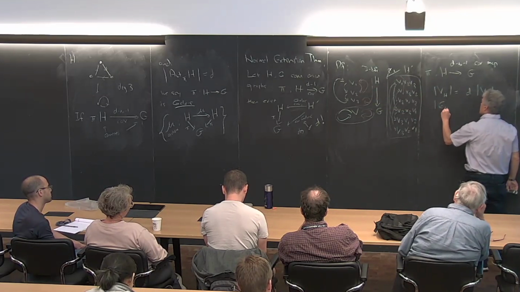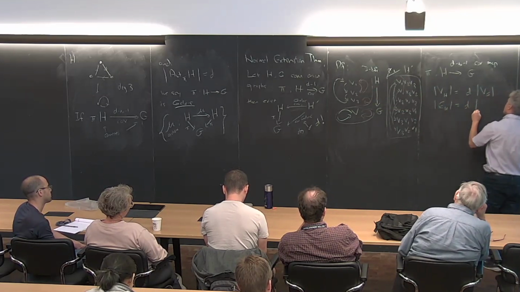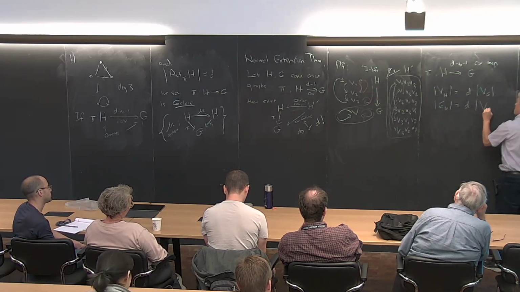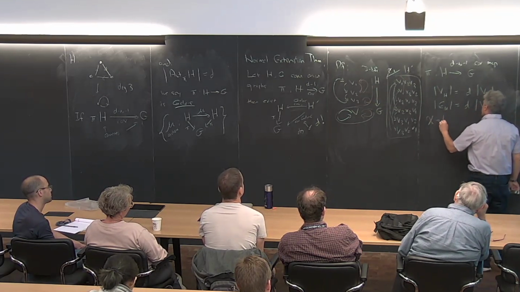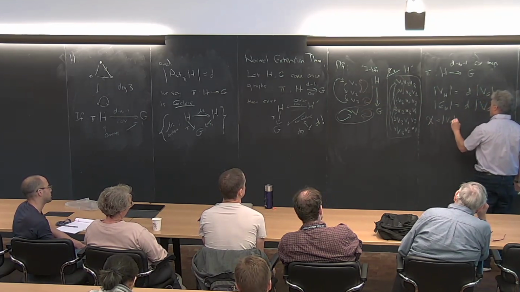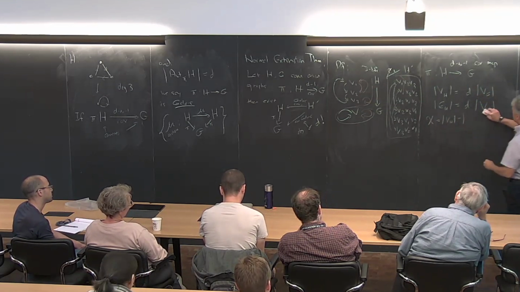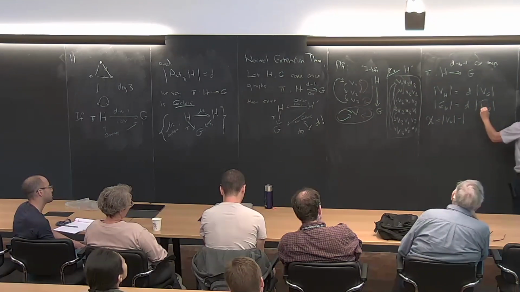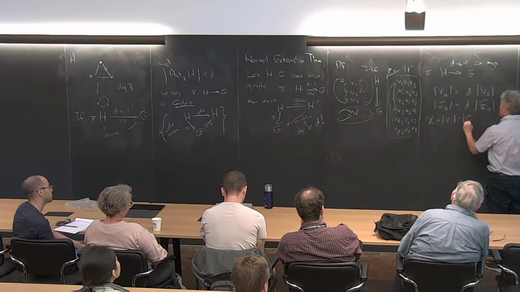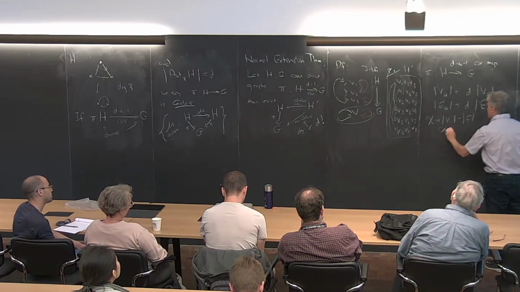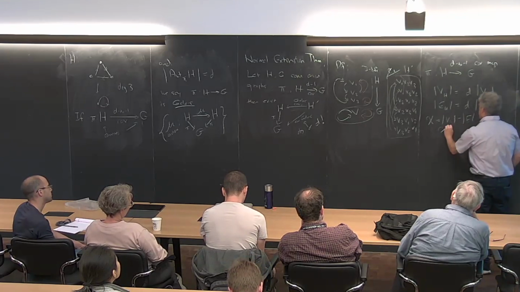Similarly, the number of edges in the covering graph lift is D times that. The Euler characteristic is just the vertices minus the edges, so it should be V of H minus E of H, and V of G minus E of G. So therefore, the Euler characteristic of H is D times the Euler characteristic of G.